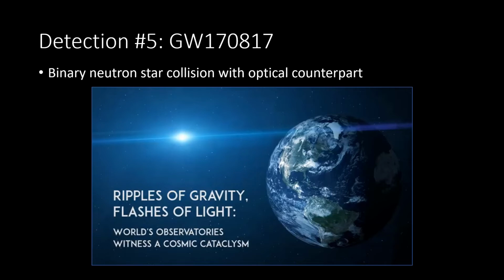What was extra interesting about this is, since it's 2 objects that are already emitting light, you might expect that we should be able to see a bright flash of light when they ultimately collide and merge together, and that's exactly what astronomers saw with their telescopes. So not only do we have the gravitational wave detection, but we also have light detections at various wavelengths from different telescopes that allow us to pinpoint exactly where and from what galaxy this binary neutron star collision occurred.